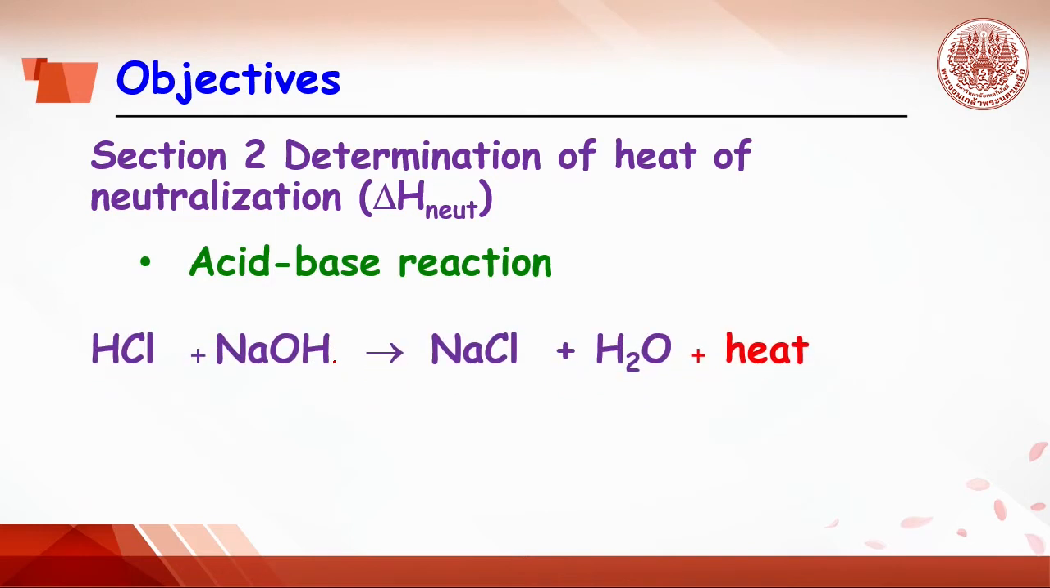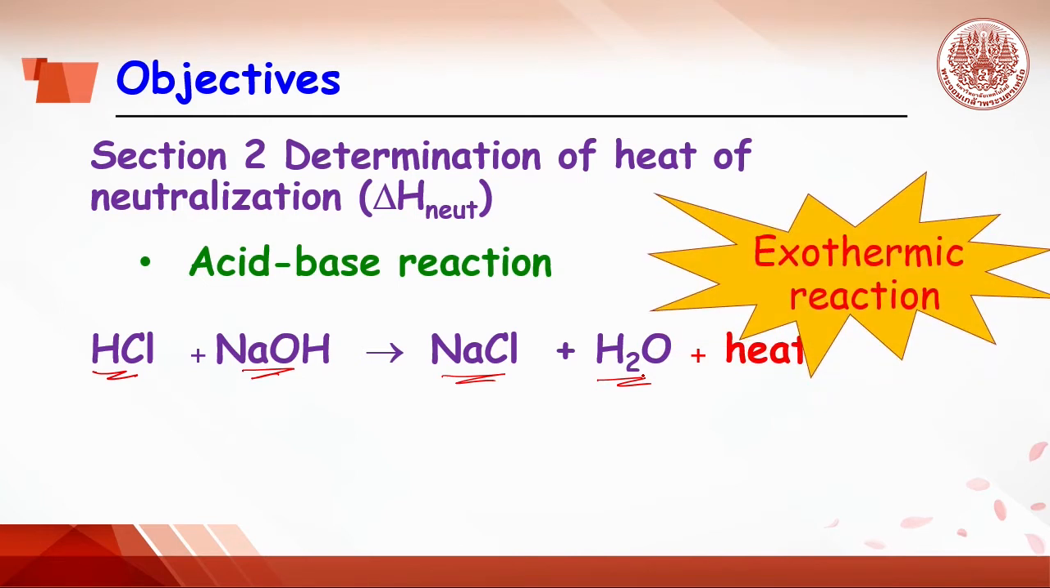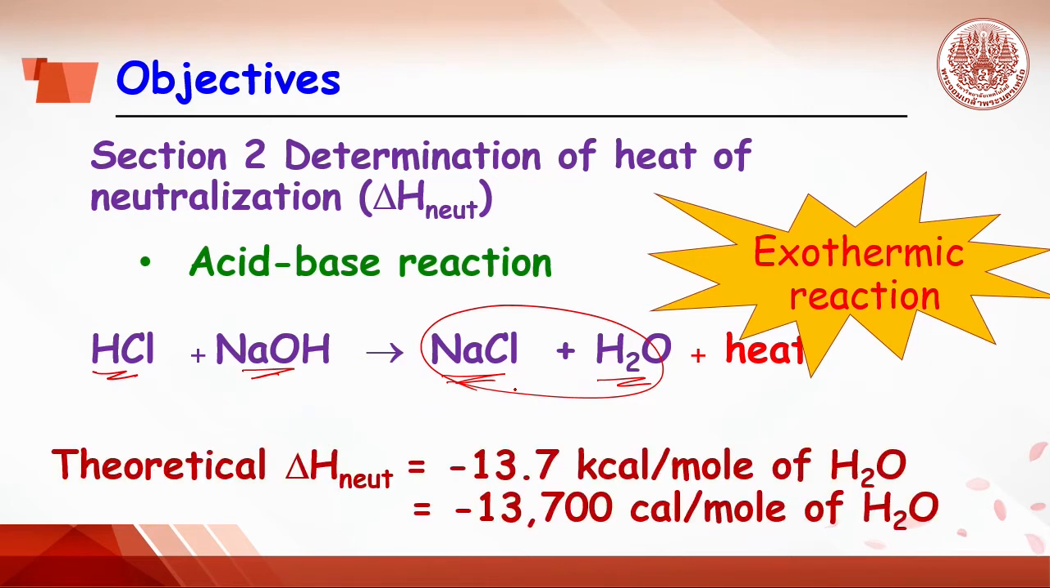Reaction of acid and base, called neutralization, gives salt and water as products. So in this section, neutralization of hydrochloric acid and sodium hydroxide is studied, giving sodium chloride and water and heat. The heat released from the reaction will then be transferred to sodium chloride solution and calorimeter. Theoretical heat of neutralization of strong acid and strong base is equal to minus 13.7 kilocalorie per mole of water. The minus sign here means the reaction releases heat, or exothermic reaction.